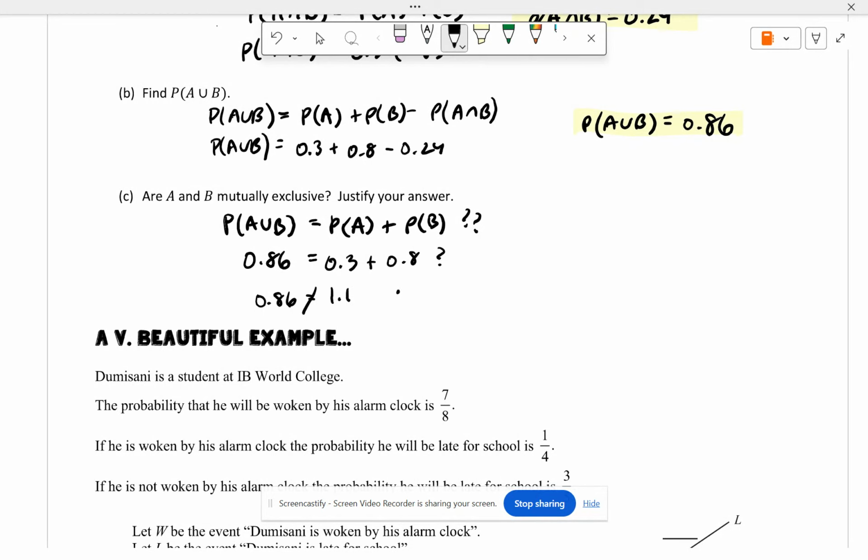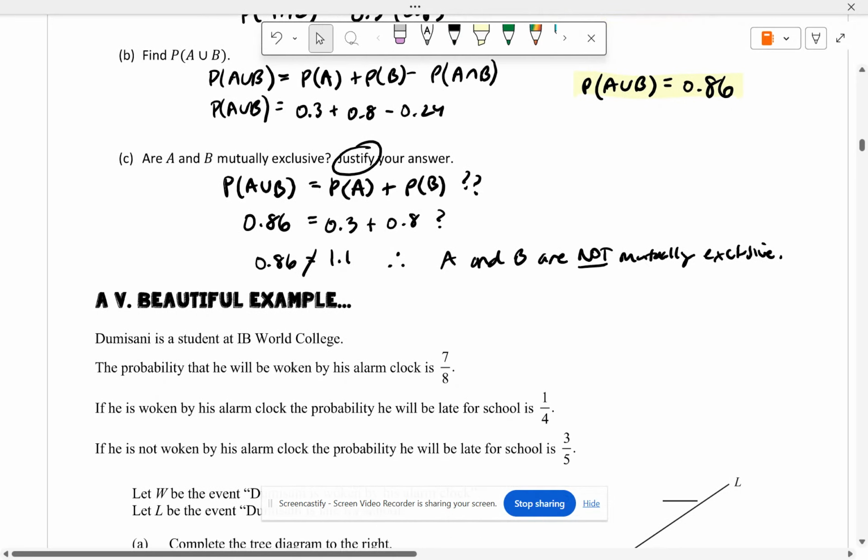Therefore, A and B are not mutually exclusive. Sometimes up here it'll say justify, explain. If you do it this way every time, you kind of encompass all of it, so you don't have to worry about what the command term was and did you show enough work. And you've demonstrated both mathematically and with your words that they are not mutually exclusive. Now you don't need to get bogged down by the words, okay?